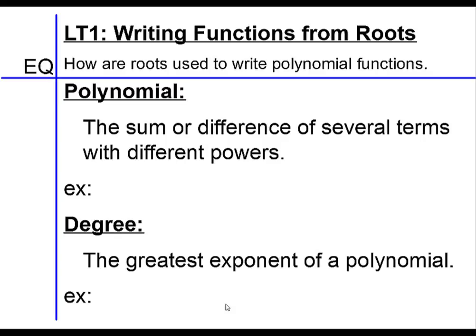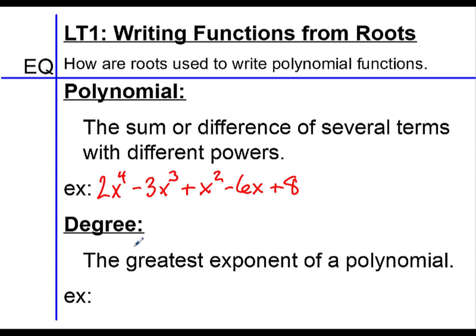So there's a bunch of new vocab we've got to be familiar with as we continue into this new unit. The first new vocab is polynomial. A polynomial is the sum or difference of several terms with different powers. An example of this could be something such as 2x to the fourth power minus 3x to the third power plus x squared minus 6x plus 8. This is a polynomial. Many terms separated by additions and subtractions.